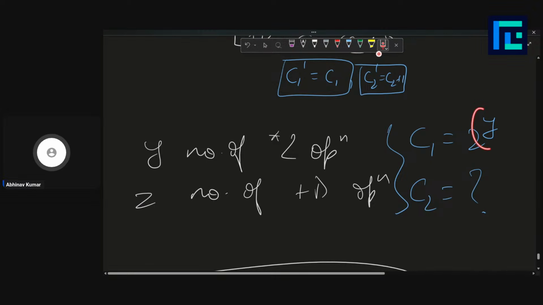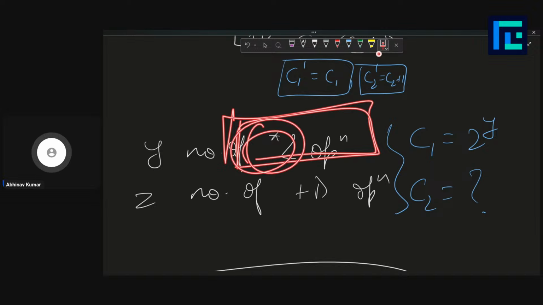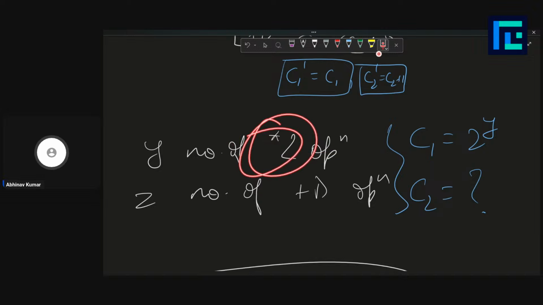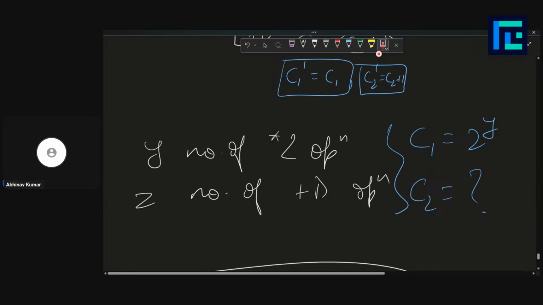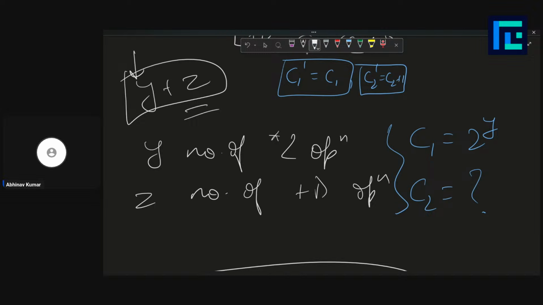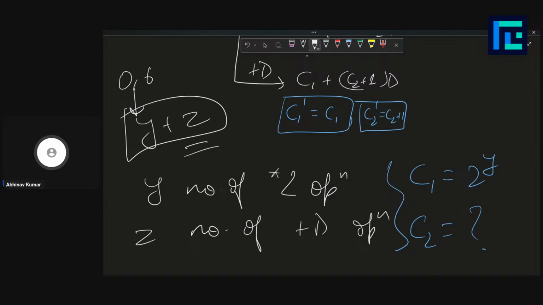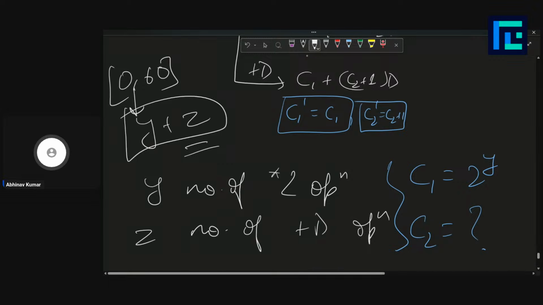So you can basically iterate over this y. That's what I'm trying to say: if you fix the number of type 1 operations, the multiply by 2 operations, then you just try to minimize z. If you fix y and then minimize z for every y, that way you can minimize the overall answer. Your final answer that you want to minimize is y plus z, the total number of operations. So fix this y, which may vary from 0 to 60. Order of 60 is fine.